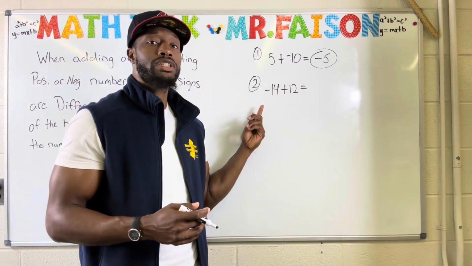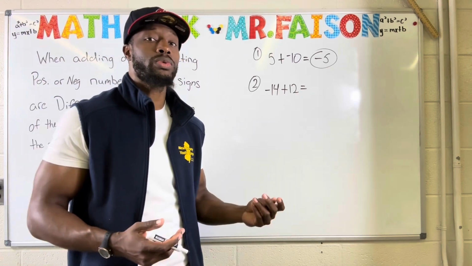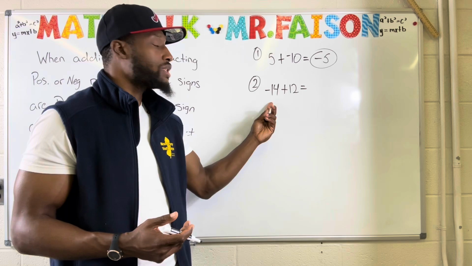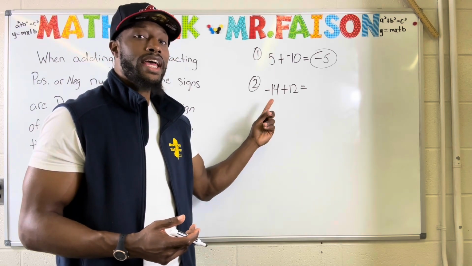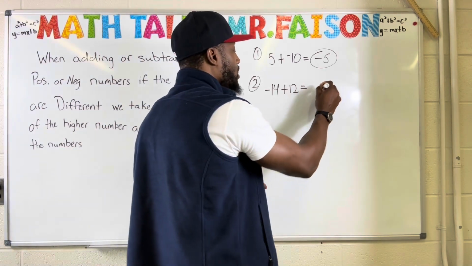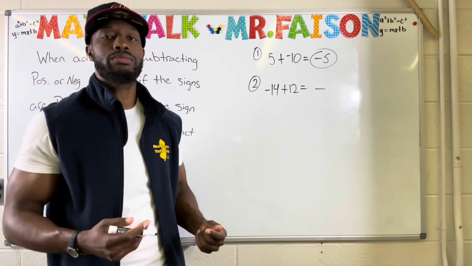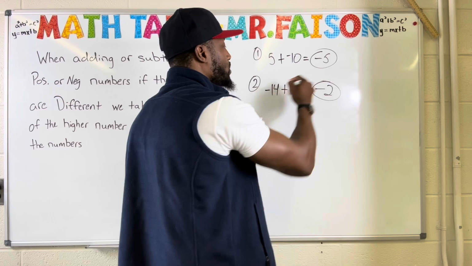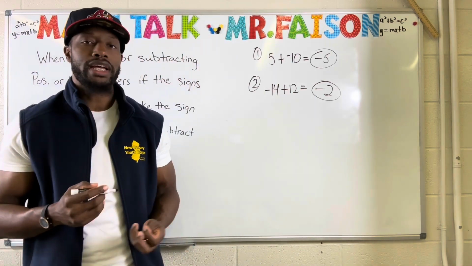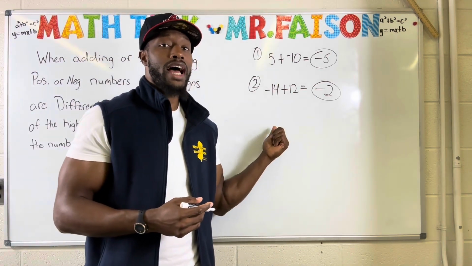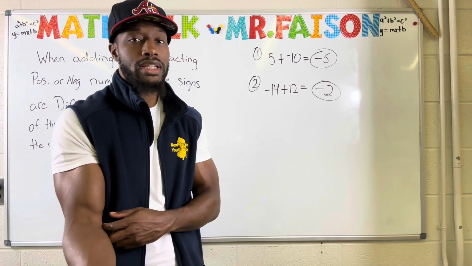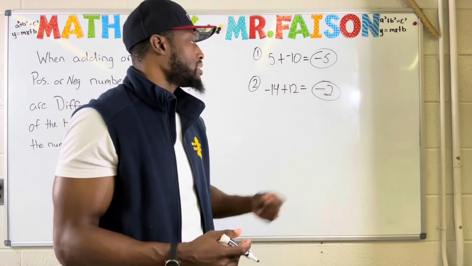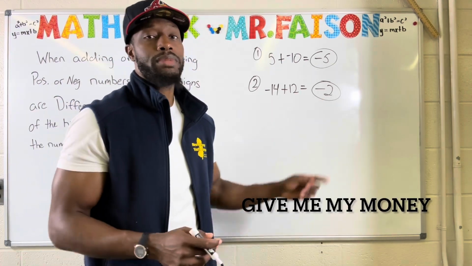So let's drop down to number 2. I have negative 14 plus 12. Looking at these two, the 14 is the bigger number and it's negative. So I know my answer is going to be negative. Now I just have to subtract. 14 minus 12, which is going to be 2. Negative 2 is my answer. I could also look at it as somebody owed me $14 and they only gave me back $12. How much money do they still owe me? They still owe me $2. They're still in debt to me $2.